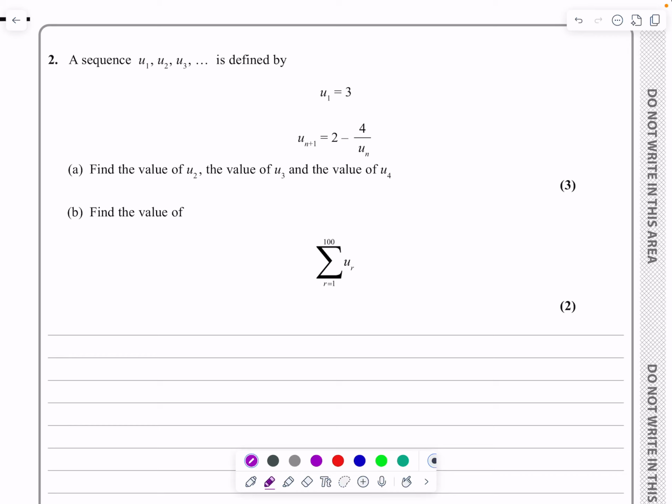Okay, this is the P2 paper from October 2023. It's question number 2, and this is a sequences and series question. In particular, we're going to be looking at recurrence relations. So let's actually have a look at it and see what it says.